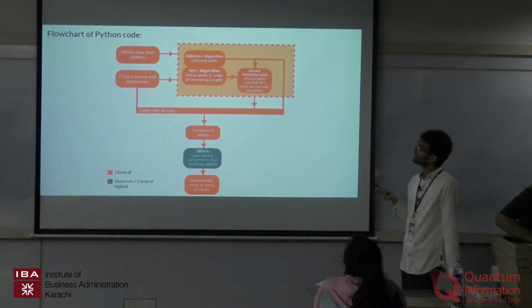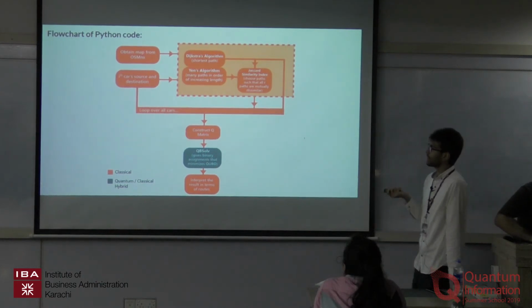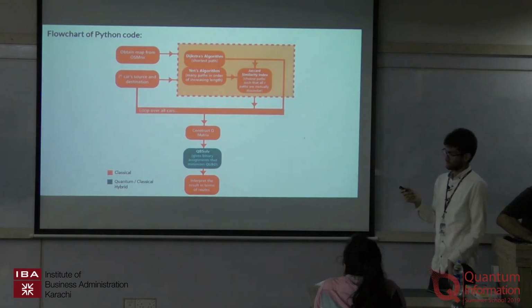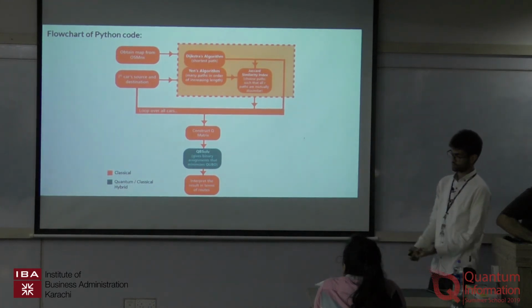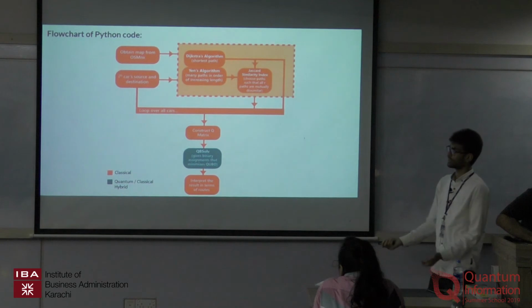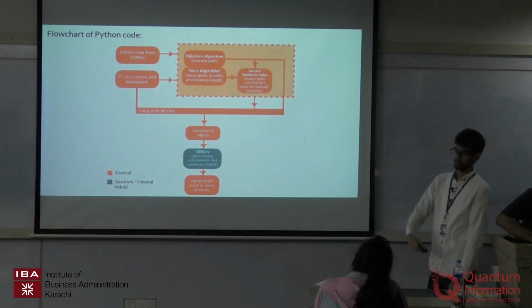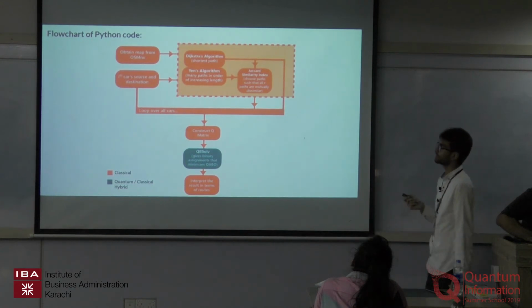So the first thing is that we take a map, just a map, and then the second thing that we input into the program is the source and destination of the cars. So this is for the ith car, and we run i from 1 to n, where n is the total number of cars.